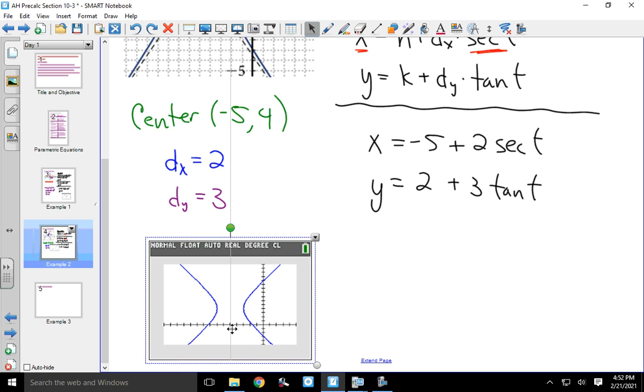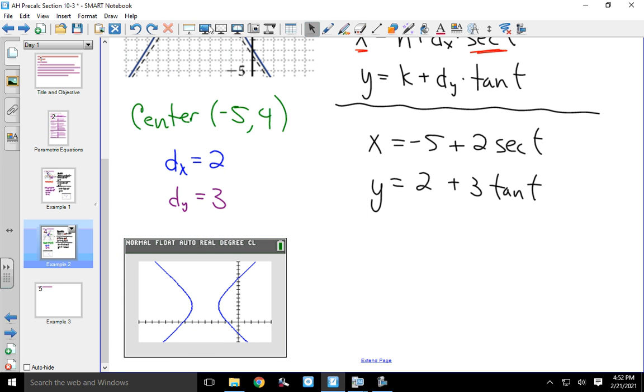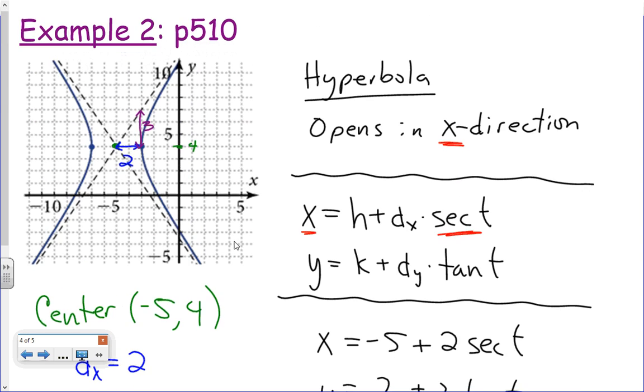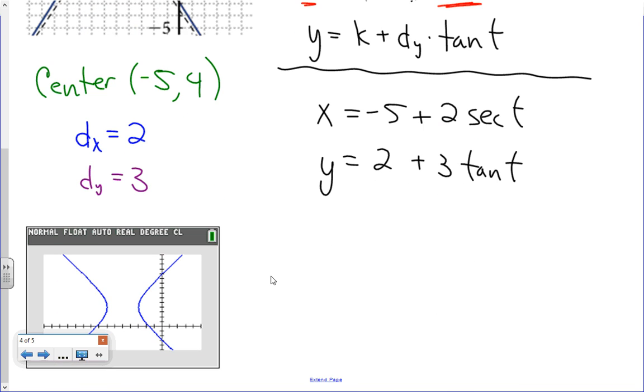And again, if you compare that with the sketch that they gave us, I think we've got a pretty decent sketch of what this hyperbola will look like.